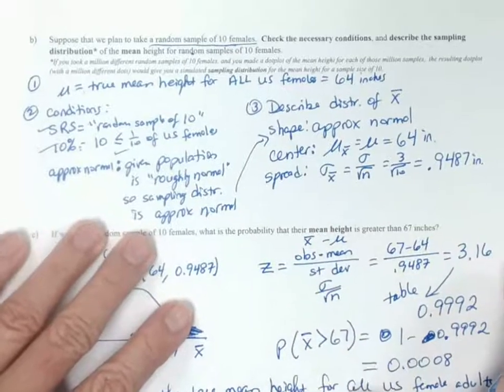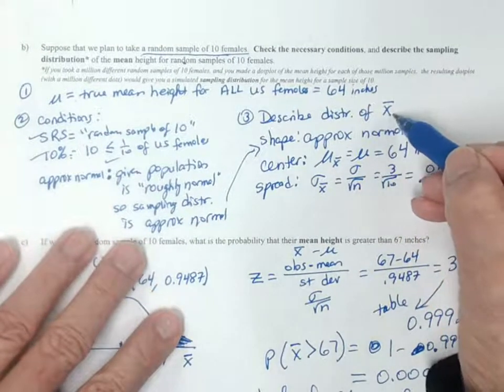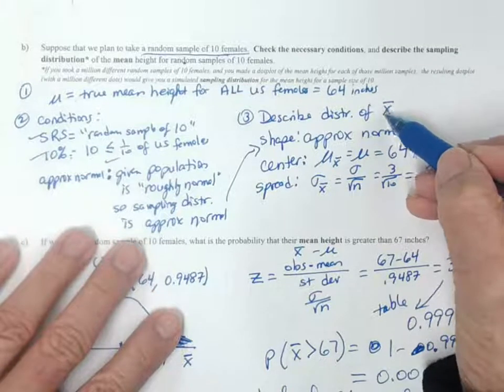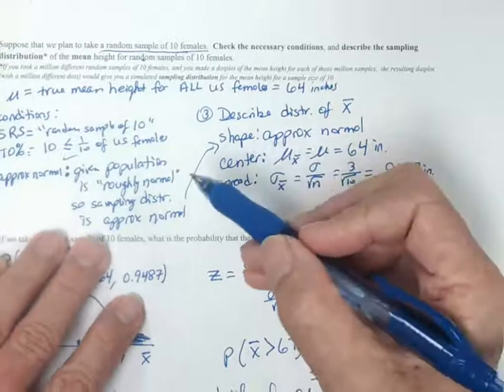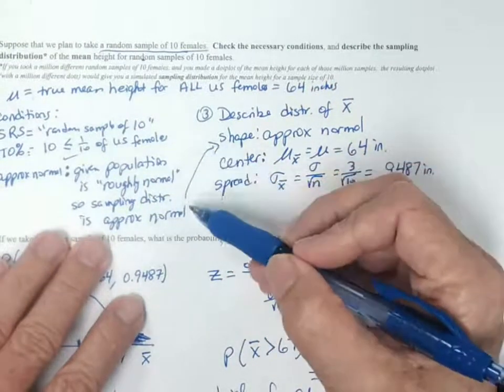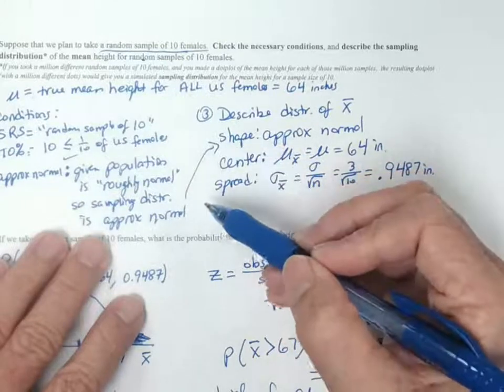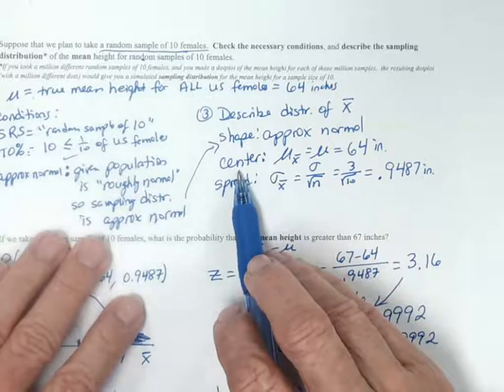So I've met my 3 conditions. Now we need to describe the sampling distribution of X bar. And again, X bar means the mean taken from a sample. The shape is approximately normal because the population was normal. I drew that arrow to show that I don't need to write it twice, but to show the reason.